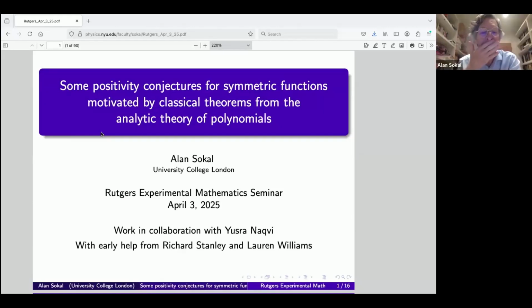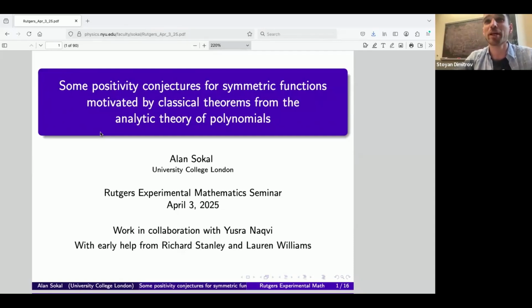Yeah, maybe just a formal introduction in one sentence. Okay, so yeah, it's a great honor for us to have Professor Alan Sokal from University College London and NYU, right? Who is going to tell us about a very interesting topic in enumerative and algebraic combinatorics. You see the title. So, Professor Sokal, have the floor.